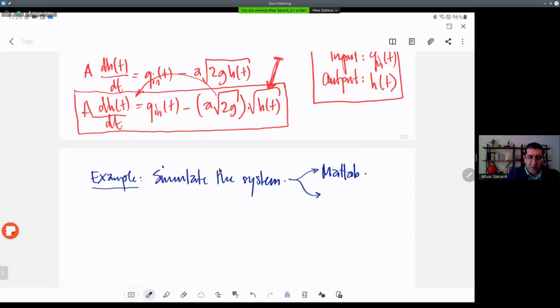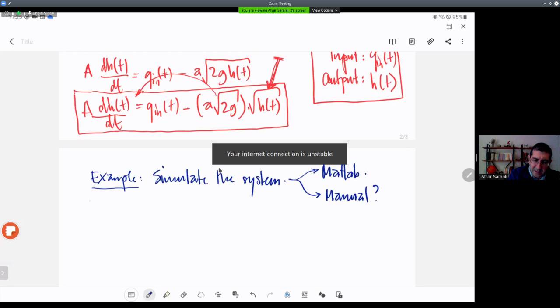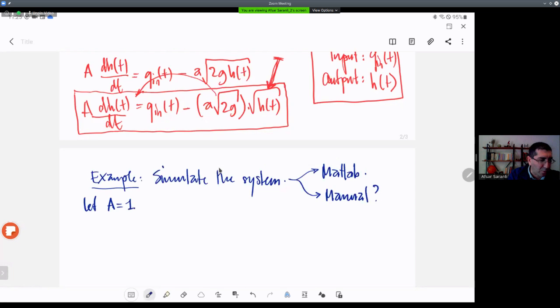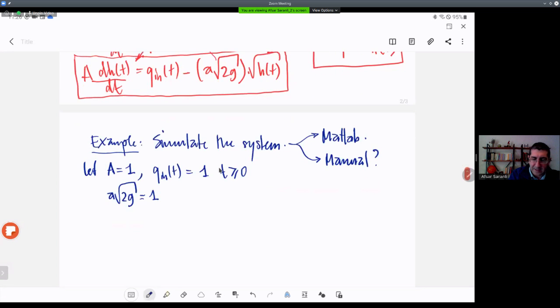Okay, so let's say we make some assignments to our variables. Let's say a is equal to 1. Q in of t is equal to 1 for t larger than or equal to 0. That means it's a unit step basically. Let's also say that the combined constants a times square root of g is also equal to 1, which is kind of a simplifying assumption.